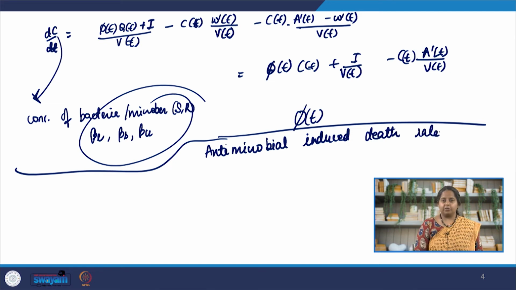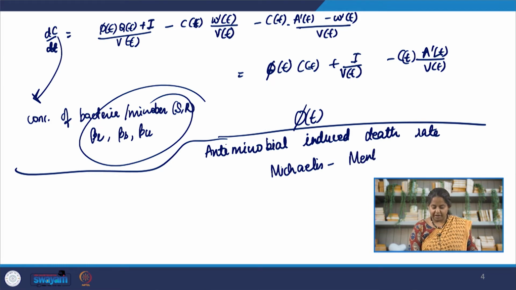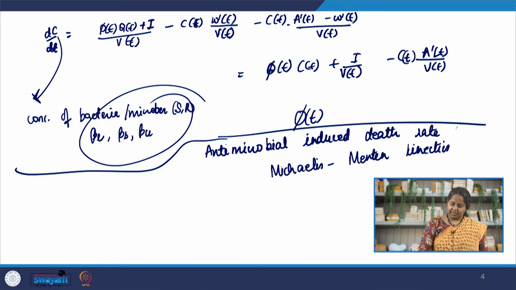now for antimicrobial induced death rate, what we are going to do is we are going to use the Michaelis-Menten kinetics. Towards the end of this course, we are going to talk about Michaelis-Menten kinetics and how it is very useful whenever we talk about substrate transformation, substrate modification. So you're going to get at least one more lecture on Michaelis-Menten kinetics. For now, I'll just show you how it will look like.